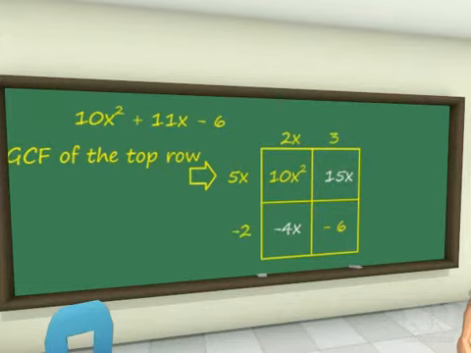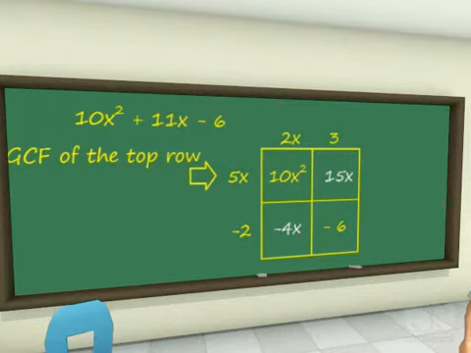Now we use the terms we know on the outside and factor them out of the terms on the inside. We factor the 2x out of the negative 4x and write negative 2 next to the negative 4x box on the lower left. We factor out the 5x from the 15x and write the 3 above the 15x. We check to see if the constant terms on the outside multiply to negative 6. They do. Negative 2 times 3 is negative 6.